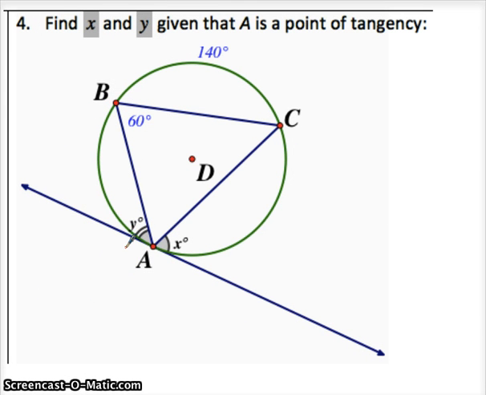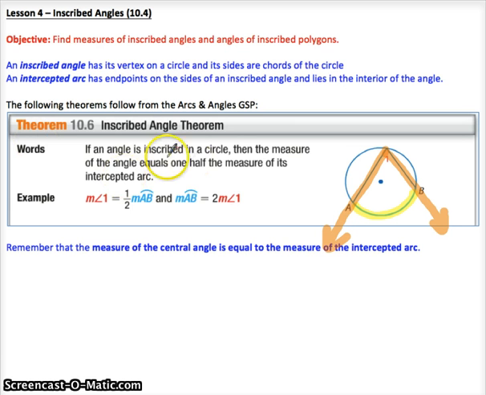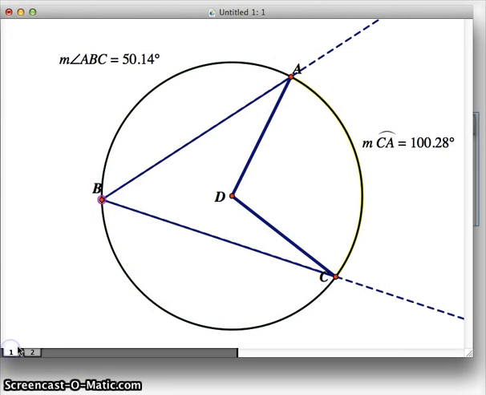All right, find x and y given that A is a point of tangency. If A is a point of tangency, oh yeah, there's kind of a special case of this intercepted arc rule that isn't really clear from this description. Let me go back to Sketchpad on this page.